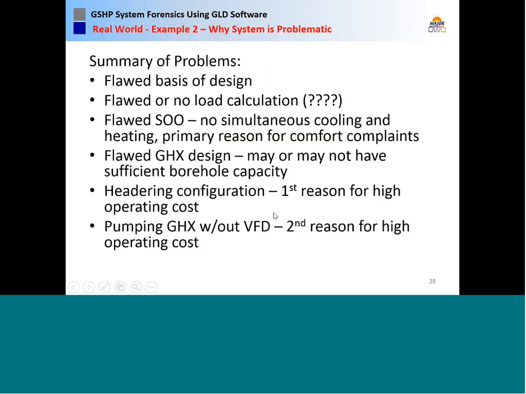So the summary of the problems for example 2: it had a flawed basis of design. We still don't know if we had a load calculation. Sequence of operation was not good. We're still not convinced that the ground loop has the capacity to handle the system the way it should. Can only determine that.